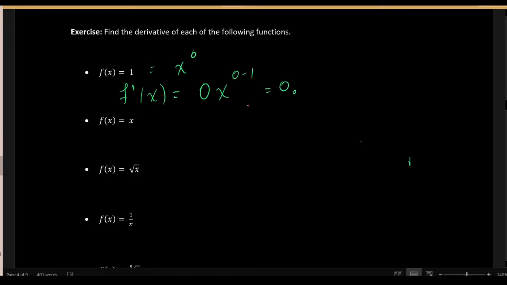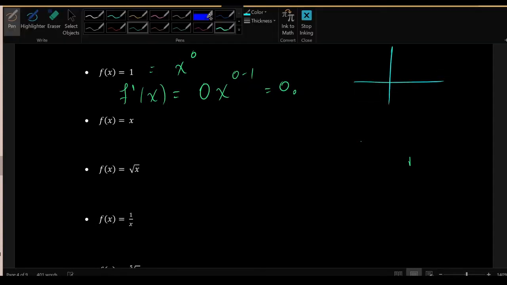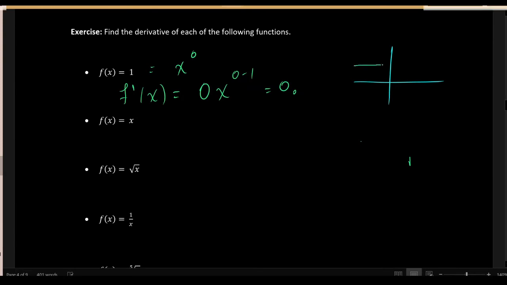Now let's take a step back and let's check and see if this conceptually makes sense. The function f of x equals 1 is a constant function, horizontal, flat at the level 1. Because this function is always flat, the derivative of the function is always 0. So conceptually that does make sense.